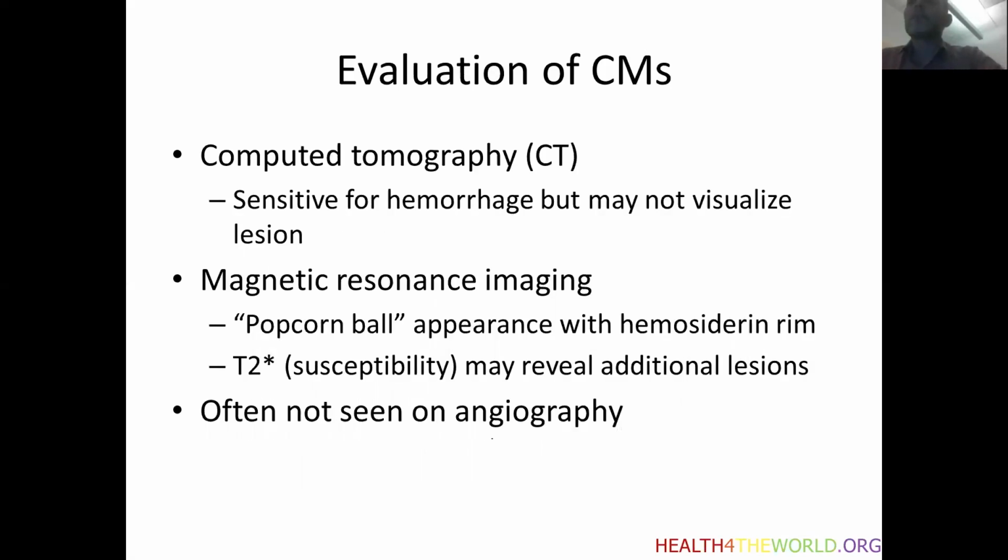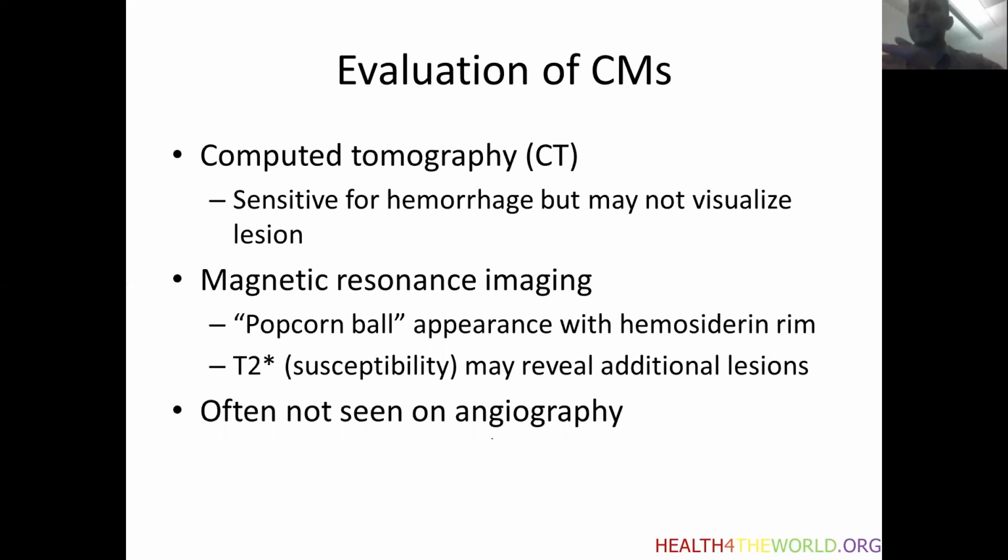Sometimes cavernous malformations can be tricky to diagnose. So on computed tomography, you may see evidence of prior hemorrhage from a cavernous malformation, but you may not see the lesion itself. They do have a very characteristic appearance on magnetic resonance imaging. It's described as sort of a popcorn ball appearance with evidence of blood products of varying ages and a rim of hemosiderin. And this is because cavernous malformations are extremely prone to bleeding, usually in small amounts. So they rupture and bleed, but usually it's contained and doesn't cause a symptomatic hemorrhage.